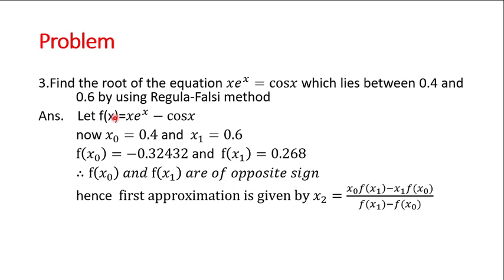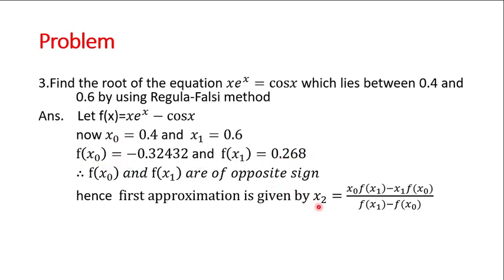Then press calc, give the point 0.4 and press equals, we get minus 0.3243. And also press calc, give the value 0.6, press equals, we get the answer 0.2679. Here f of x naught is negative, f of x1 is positive. Therefore, these are of opposite sign.